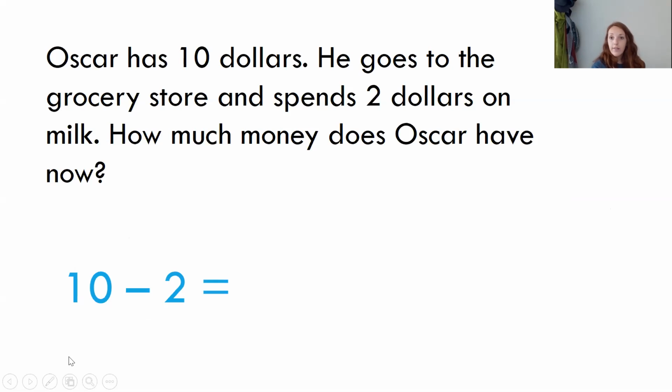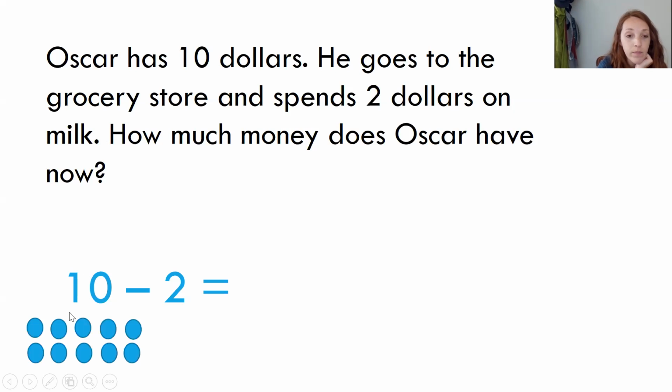Now, we're going to think of a strategy. Are we going to be doing mental math? Are we going to draw a model? Or are we going to draw a model in a T-chart? This number 10 does have a tens place and a ones place. So we could do a T-chart, but that might be a little complicated. I only have 1 ten and 0 ones. And I'm only taking away 2. It might be easier to just draw 10.